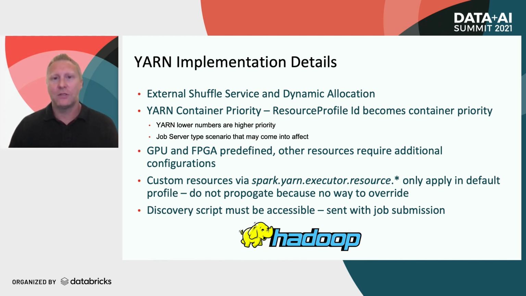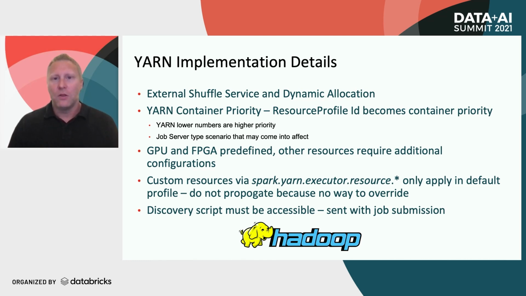Normally within a single application, this isn't an issue, but if you're running a job server type scenario, you may want to keep this in mind because it might affect how Yarn hands out containers. On Yarn, GPU and FPGA are predefined. The other resources, you have to specify additional configs, the spark.yarn.executor.resource, for instance.